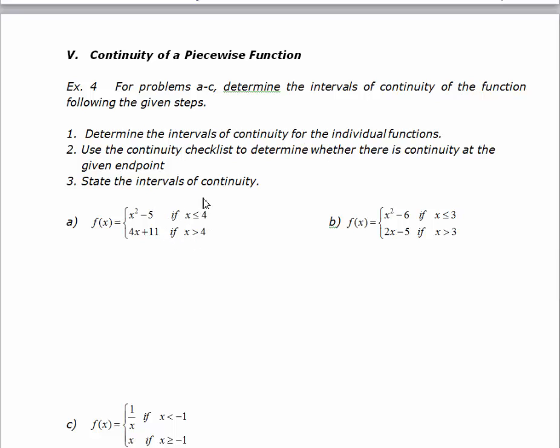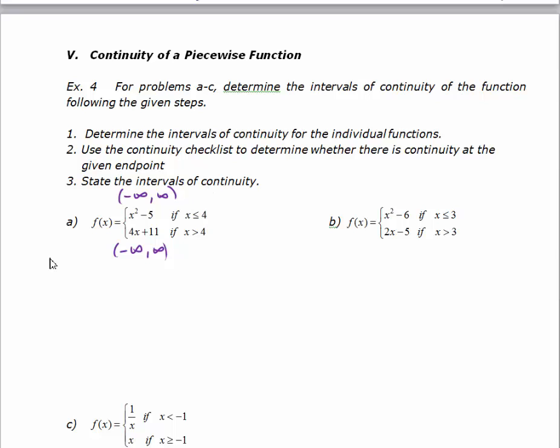So ignoring the fact that we're only using the first function for values that are less than or equal to 4 and the second function for greater than 4, we just look at the function itself. X squared minus 5 would be continuous everywhere because it's a polynomial. And the function f of x equals 4x plus 11 would also be continuous everywhere since it's a polynomial function. What's happening is in a piecewise function I have two separate functions that are being used on different intervals, and what I really care about is what's going on at x equals 4, because that's the only point left.